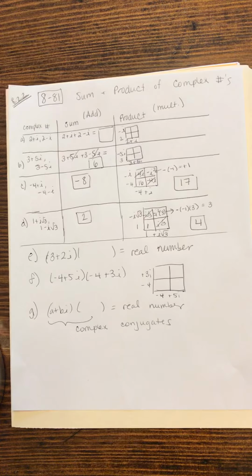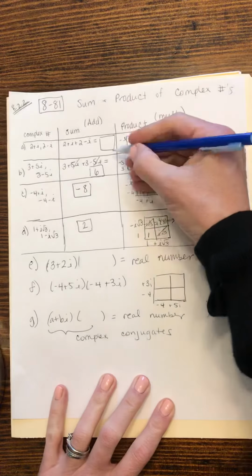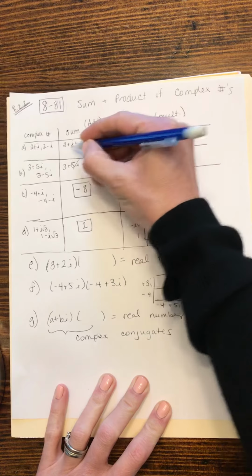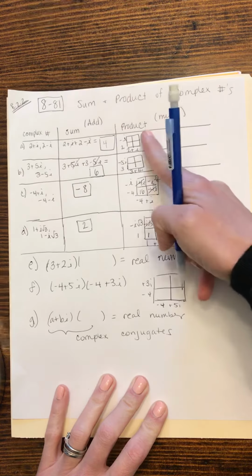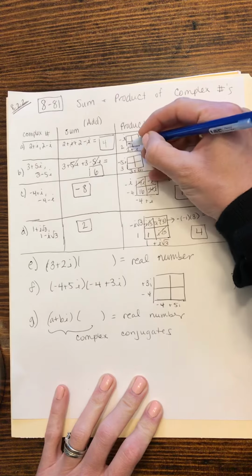The direction said in parts A through D, look for patterns as you calculate the sum and product for each pair of complex numbers. So remember, sum, you add them up, product, you multiply them. So the sum's pretty easy. For the first one, the sum would be 4 because the i's cancel out. Now, I strongly suggest, if you look at my work here, for all the products, I love using a generic rectangle, just helps out with those i's.